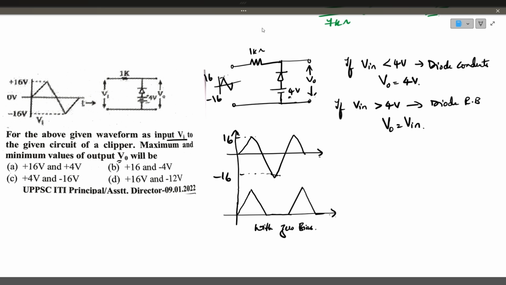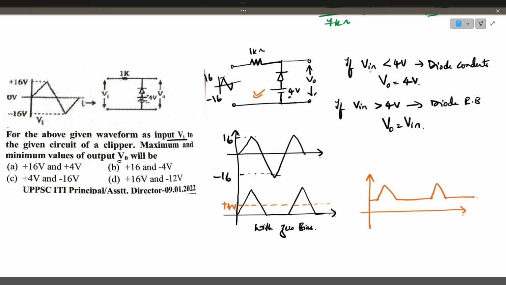But here you have applied the bias of plus 4 volt. So the bias will shift to plus 4 volt. This is plus 4 volt. So what will be the output waveform now? The output waveform will be like this. Above plus 4 volt, the waveform will appear, and below plus 4 volt, output is nothing but the bias voltage. So this is the new waveform.